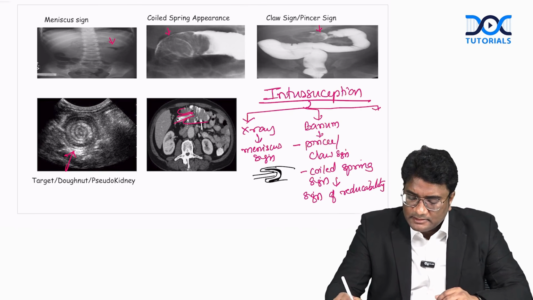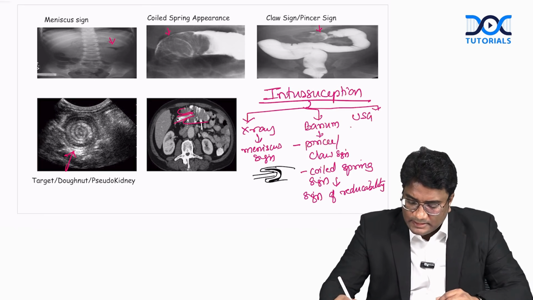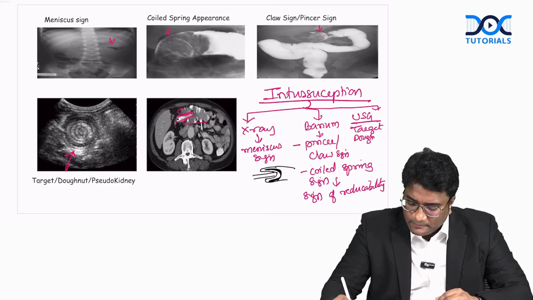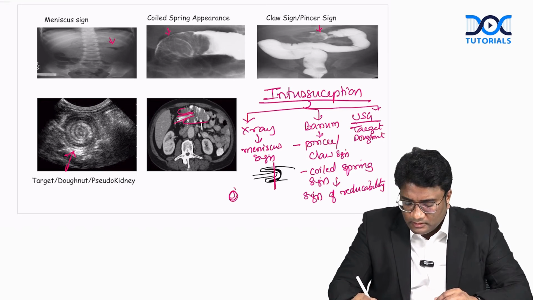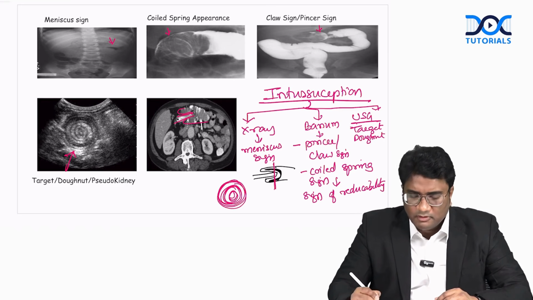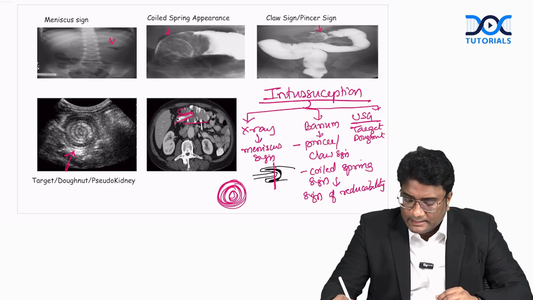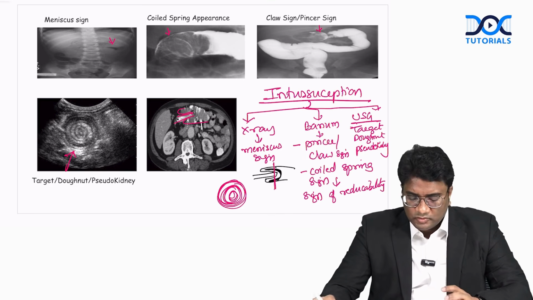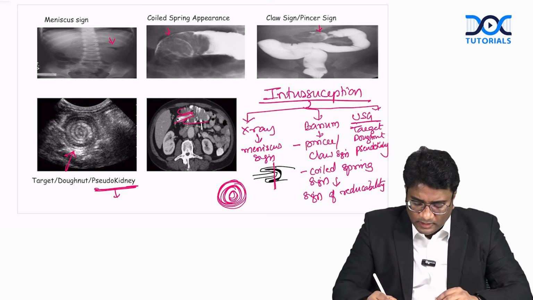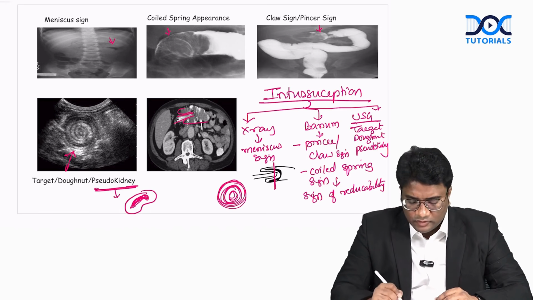And intussusception on ultrasound shows you the target sign, the donut sign, because one bowel loop is going into the other bowel. When you see a short axis view, you see the mucosa, bowel wall, mucosa and the bowel wall giving a target sign or an appearance of a donut. And on the longitudinal scan, it gives a pseudokidney appearance on ultrasound. You see the mucosa and the edematous wall of the bowel giving a pseudokidney appearance.